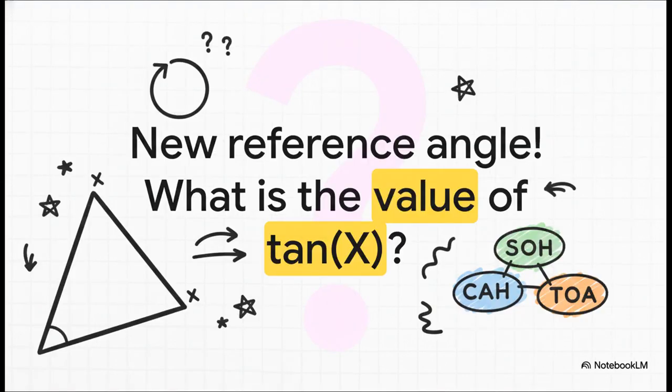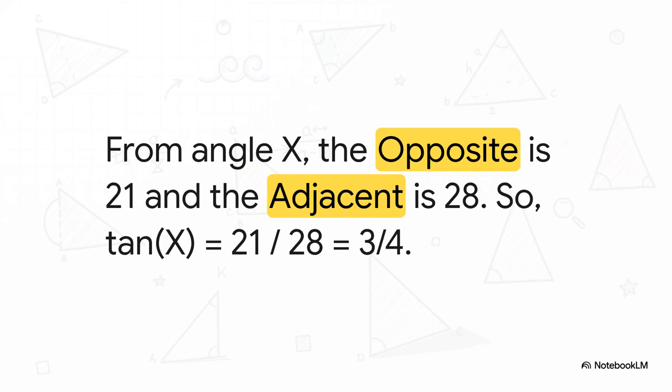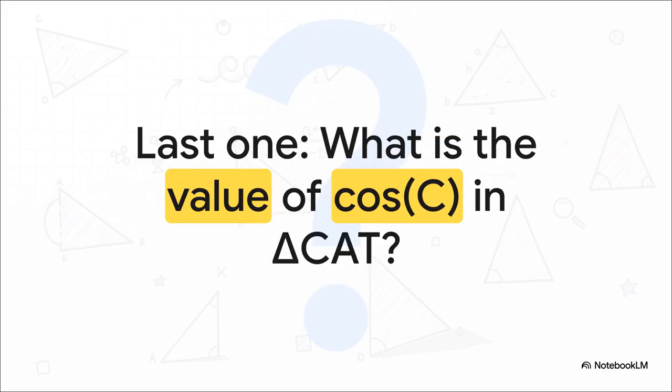Okay, same triangle, but now for a little twist. We're going to switch our point of view. Let's go stand at angle X. Now, what's the tangent of X? Think. SOH-CAH-TOA. Tangent is opposite over adjacent. So, from angle X's perspective, the opposite side is now 21, and the side next to it, the adjacent, is 28. So tangent of X is 21/28. Simplify that and you get 3/4. See? The moment we changed our reference angle, we got a totally different answer. It's all about perspective.